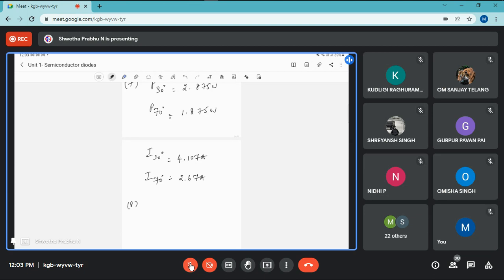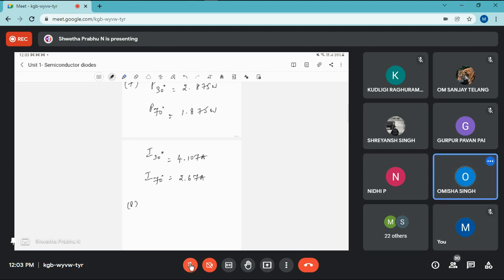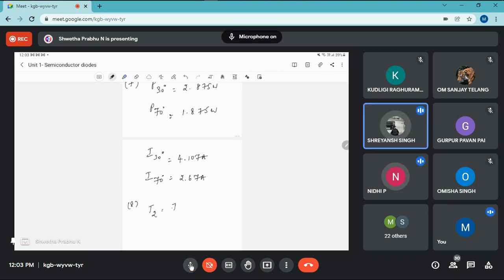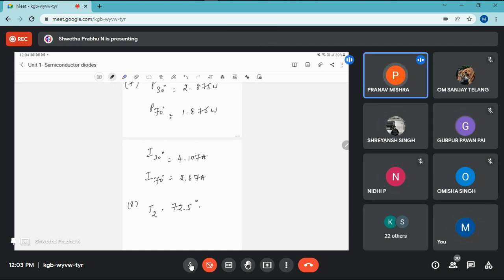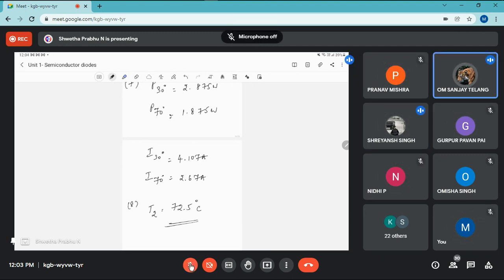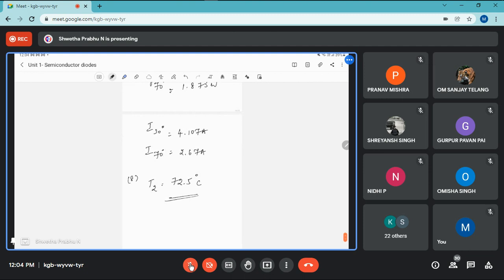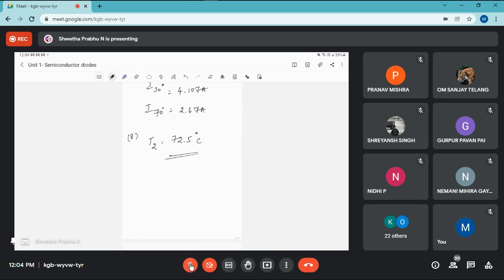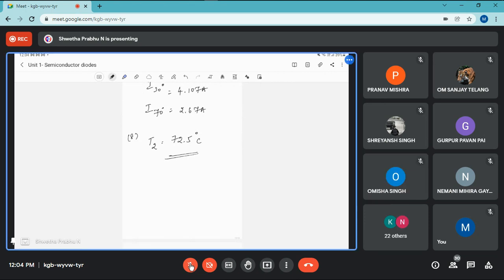What is the answer for the next question? 71 degree Celsius. No, check once again. It is 72.5 degrees Celsius. Yes, centigrade, ma'am. 72.5 is the answer. Okay. Next question.